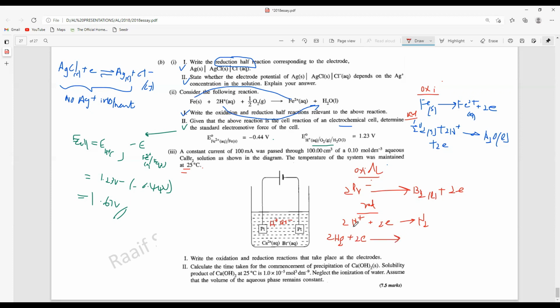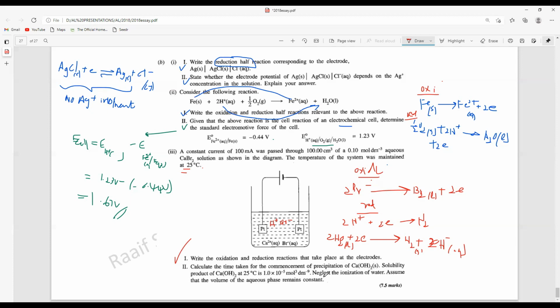So we add 2 OH minus to this one, then it will give you 2 water, 2 electrons. So there will be this hydrogen that is formed. Additionally, since you had 2 OH minus, there will be 2 OH minus here as well. So don't forget these things. These are very important. So here you can mention this as gas. This is aqueous. So water is liquid here. So this is the oxidation and reduction reaction. And the last part is calculate the time taken for the commencement of the precipitation of the calcium hydroxide.